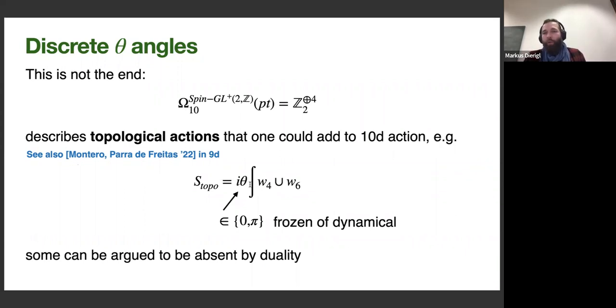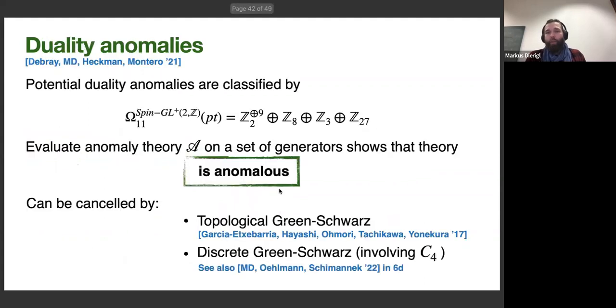But then you have two values, right? You have theta equals 0 and pi that is allowed. So one doesn't do the different weighting, the other one does. So in the end, you get different 10D actions. And this is also related to an anomaly for this duality that you can cure by adding some terms in the action, which we discussed in that paper. And that would also come in possibly different varieties.